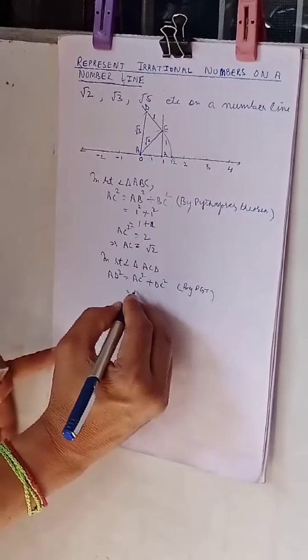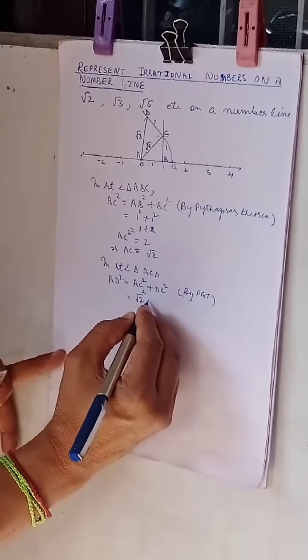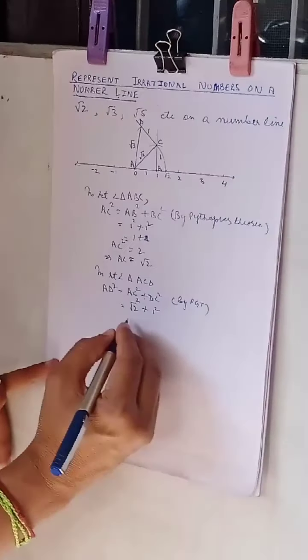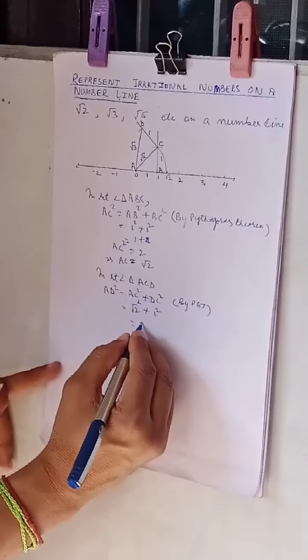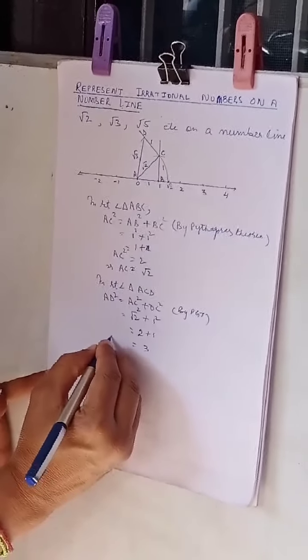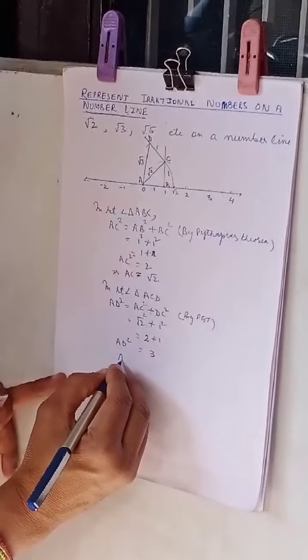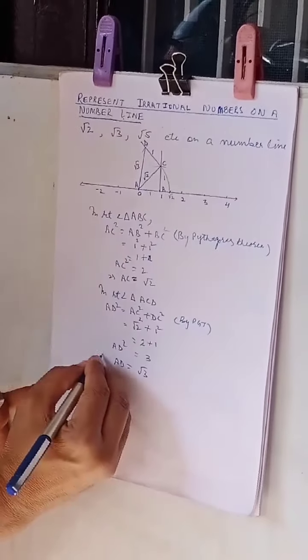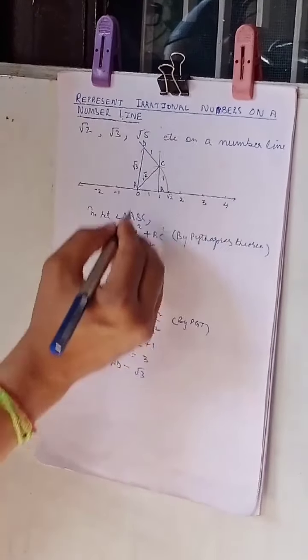What is AC? Root 2. So root 2 का square. What is DC? 1. 1 का square. Root 2 square क्या होता है बच्चों? 2. 1 का square होता है 1. ये 3 आ गया. So it means, now what is AD? Square वहां चला जाएगा तो root 3 बन गया. So मतलब AD root 3 हो गया.